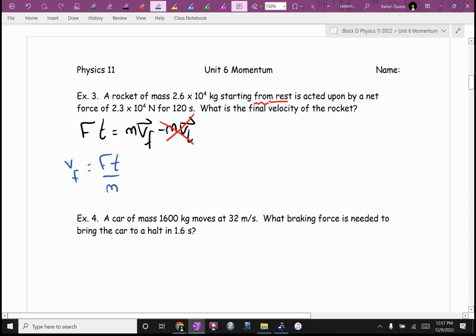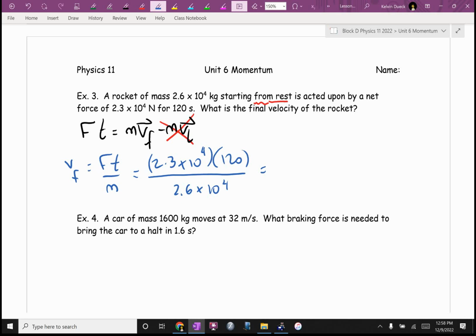By the way, there's yet another equation for VF. I'm not going to write it down. I'm not going to record it or memorize it. I can derive it when I need it. It's going to be, what was the force? 2.3 times 10 to the 4th. Times 120 divided by 2.6 times 10 to the 4th. All of you should try typing this into your calculator because it's got scientific notation. See what you get.